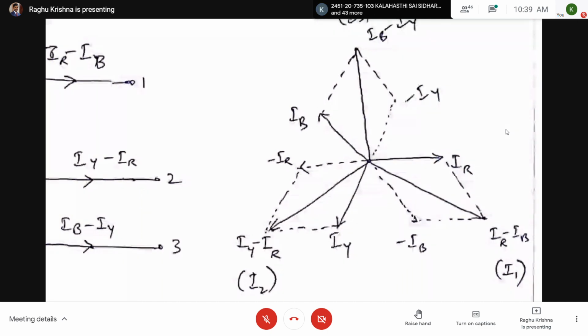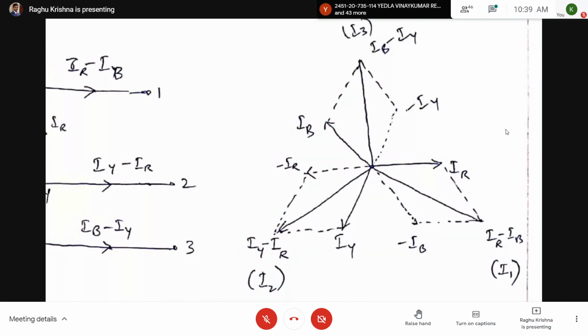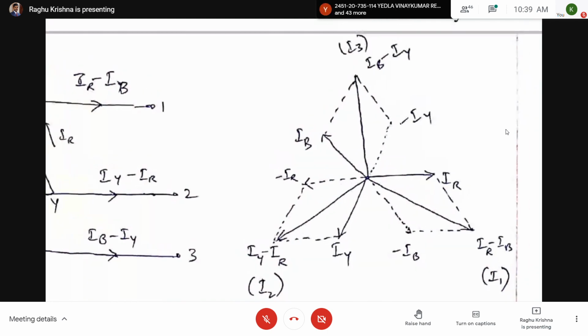So on the right side, are you able to see? Right side down, I1. Yeah, please respond. Understood what is I1? I1 is the current flowing in the line. Similarly, you can draw I2 and I3, and you are going to get the other line current phasors.